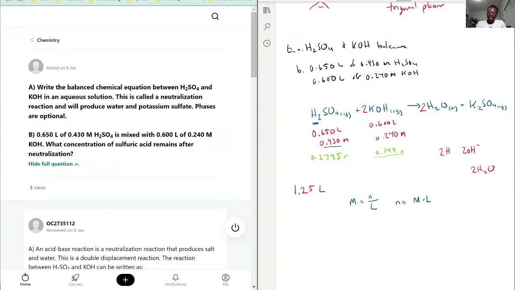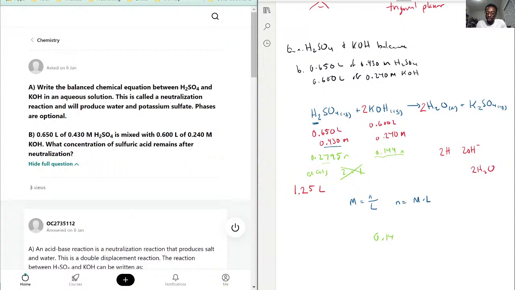In fact, our ratio right now, instead of it being the 1 to 2, if we just divided this by that, is 0.2795 divided by 0.144. Right now the ratio is actually inverse. It's almost a 2 to 1 ratio, and that is not something that we want, because that means that this is way in excess, because it's literally the opposite of what we actually needed. So now that we know the excess, we know how much KOH is going to react with the H2SO4. Like I said earlier, it's a 2 to 1 ratio.